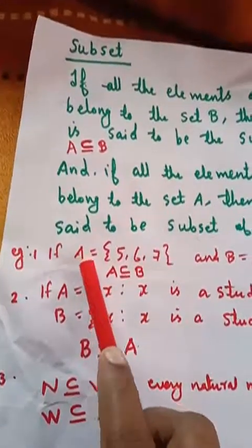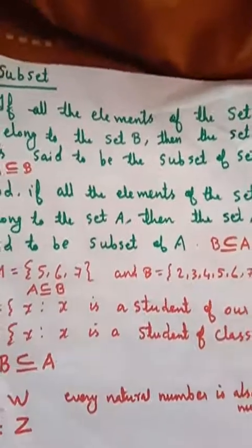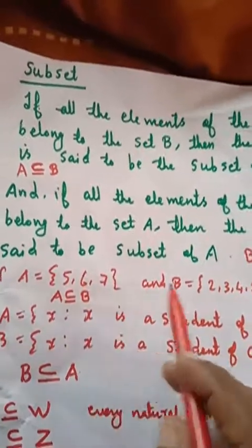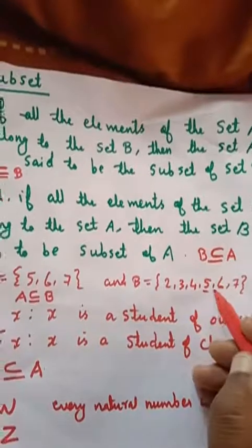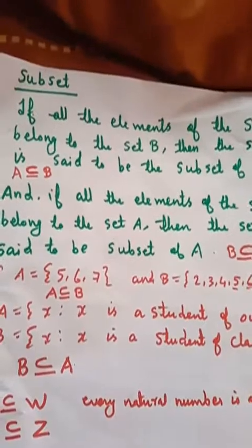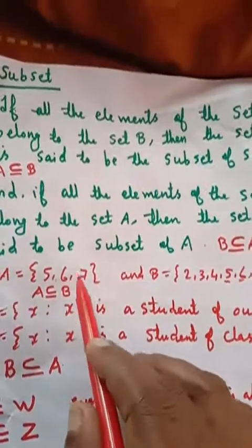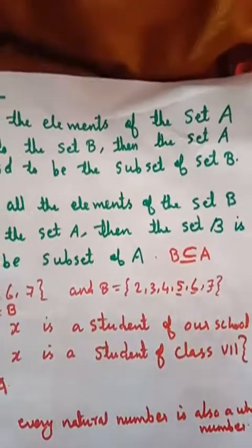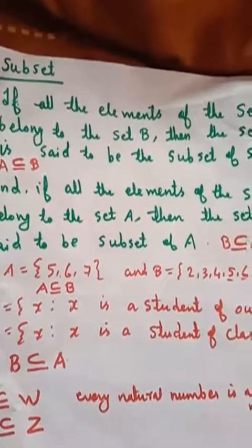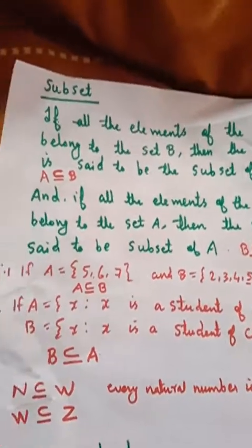Example 1. If A equals the set {5, 6, 7} and B equals {2, 3, 4, 5, 6, 7}. Clearly we know that 5, 6, 7 is also in B. So we can say that A is a subset of B, or A is contained in B, because the elements 5, 6, 7 are in B also.